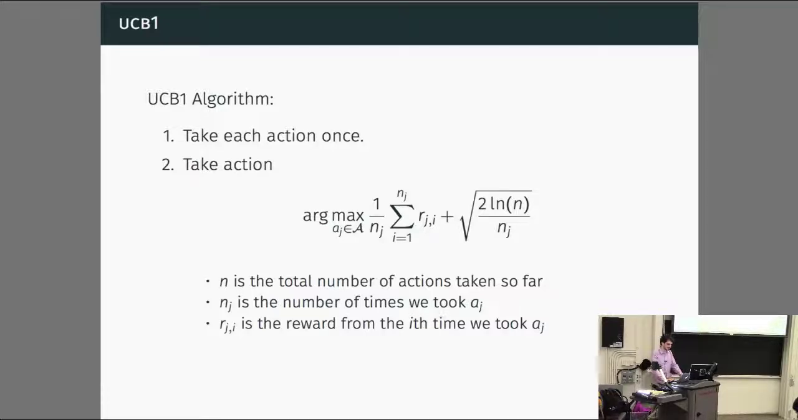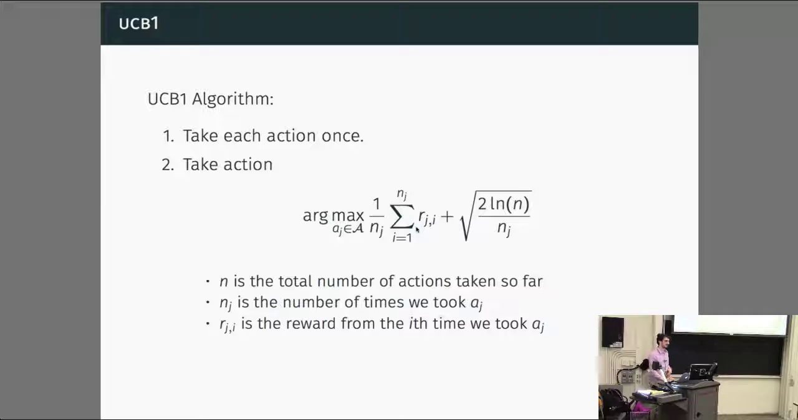OK, so now let's formalize this. This is the UCB1 algorithm. There are many different instantiations of this. This is the simplest, and I think the first one that was proposed, which is you take each action once to begin with. So you do an initial exploration, sort of like the explore-and-commit strategy, but you only do it once for each action. And then afterwards, you're going to take the action according to this equation.